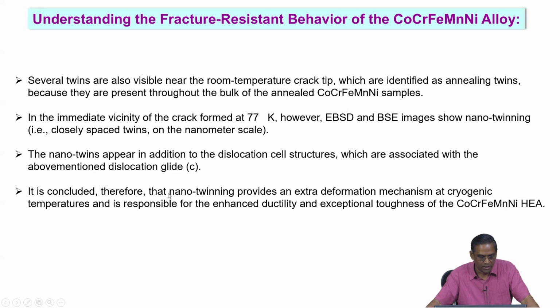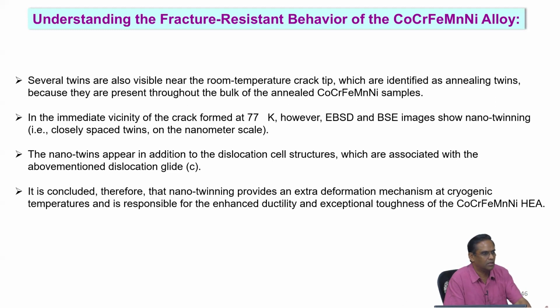So, it is concluded that nanotwinning provides an extra deformation mechanism at cryogenic temperatures and is responsible for the enhanced ductility and exceptional toughness of the cobalt, chromium, iron, manganese, nickel high entropy alloy. So, now we have concluded by this observation or analysis that nanotwinning provides an extra deformation mechanism. What do you mean by that? This is what you have to understand. We have observed all these things, now we have to interpret. What do you mean by extra deformation mechanism?